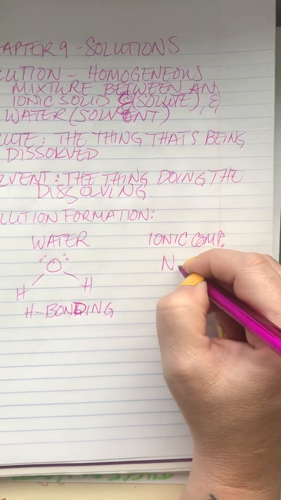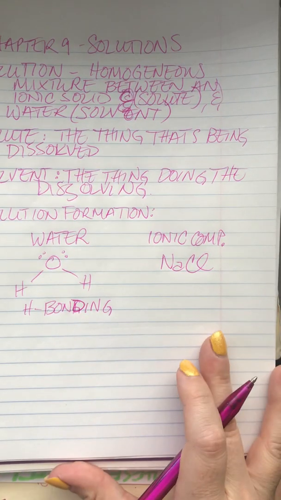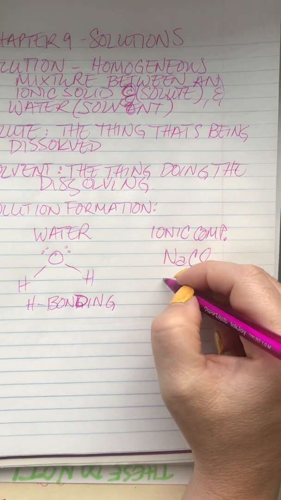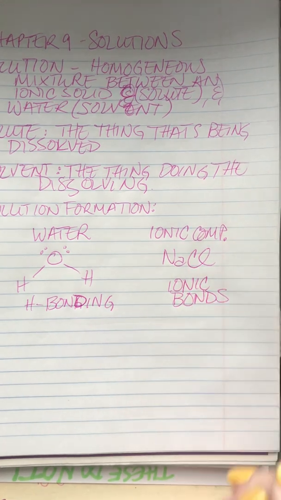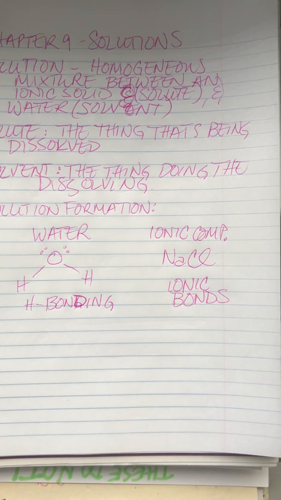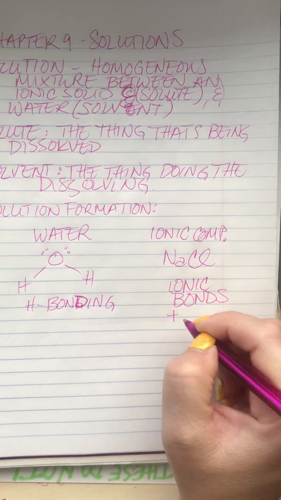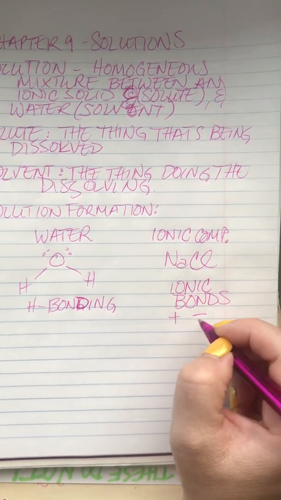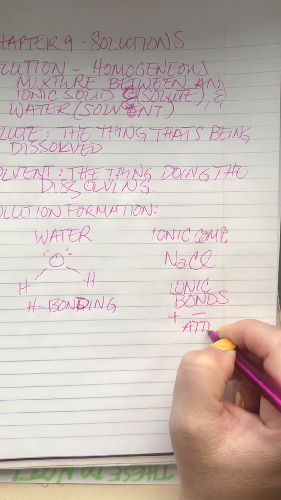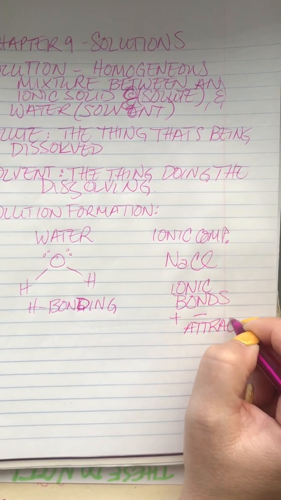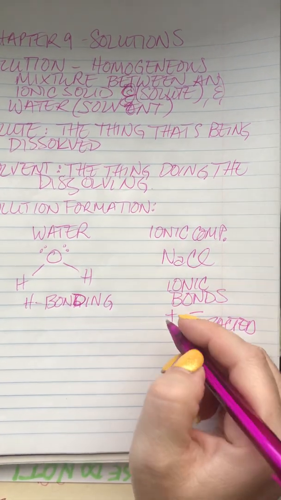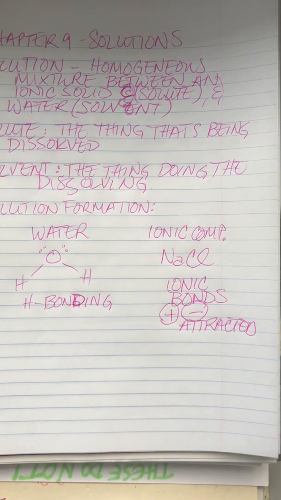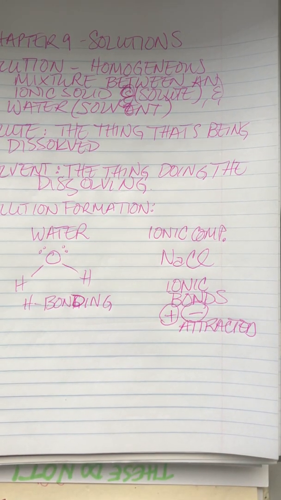So let's say we're talking about something simple like sodium chloride. This is held together by ionic bonds, which is really a fancy way of saying opposites attract each other. So if we have positive charges and negative charges, they are attracted. Everybody all right with that? Here, I'm going to put circles around these so that they're cuter. All right?